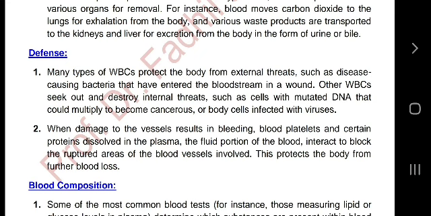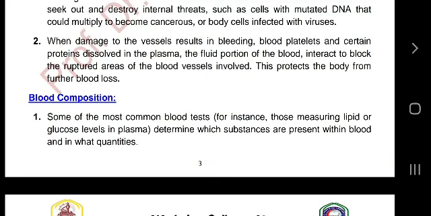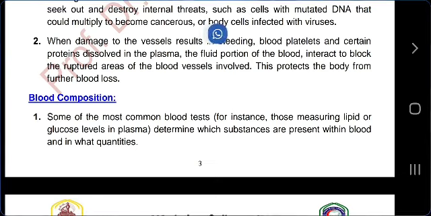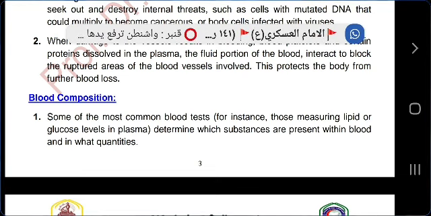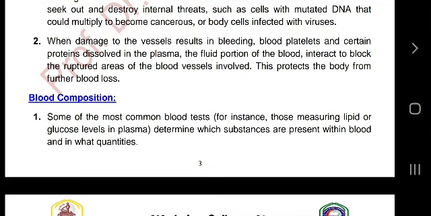What are the components of blood? Some of the most common blood tests, for instance, those measuring lipid or glucose level in the plasma, determine which substances are present within blood and in what quantities.